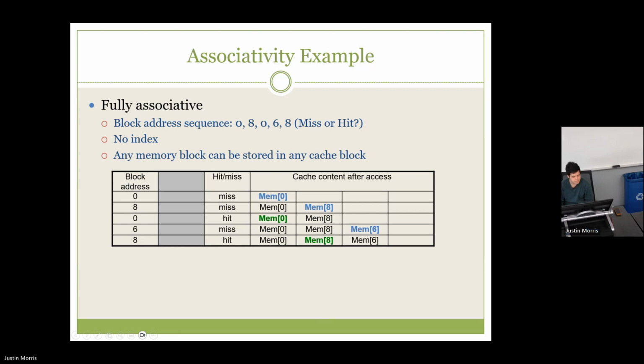Memory at 6. Valid, valid. Tags don't match. We have a miss, but we have an empty cache location. So we load memory at 6 here. Block address 8. Valid, valid, valid. Tags match. So we have a hit, right? So we again increased our associativity and we saw an increase in hit rate. Okay.